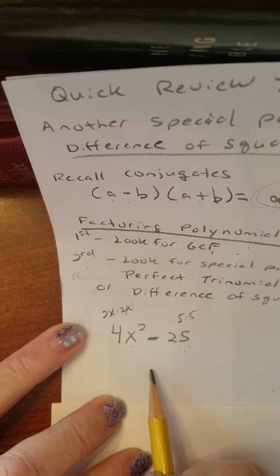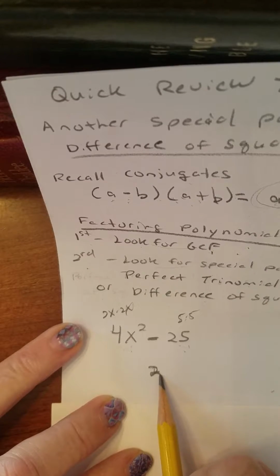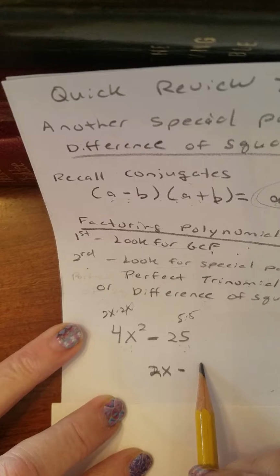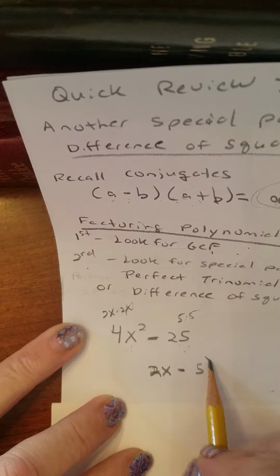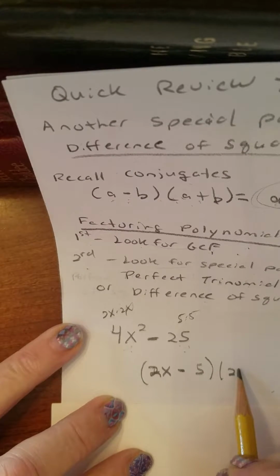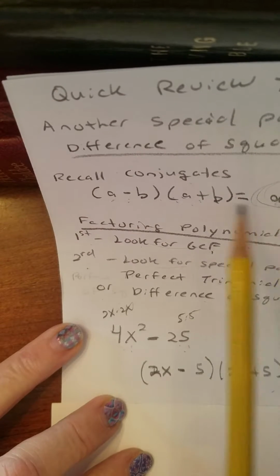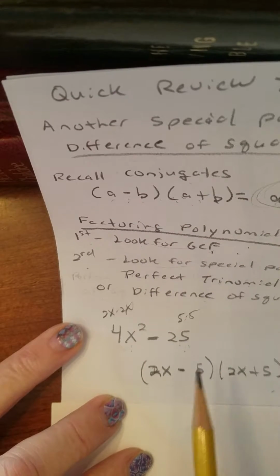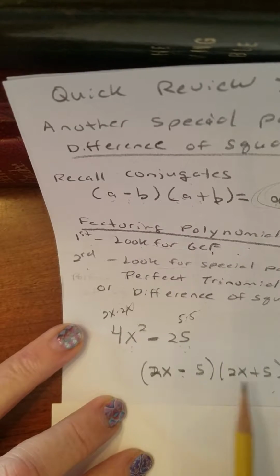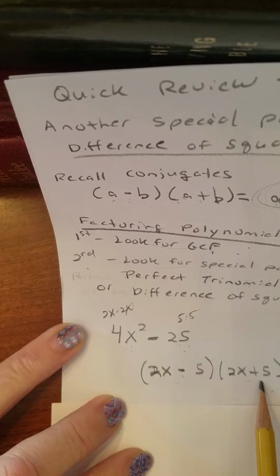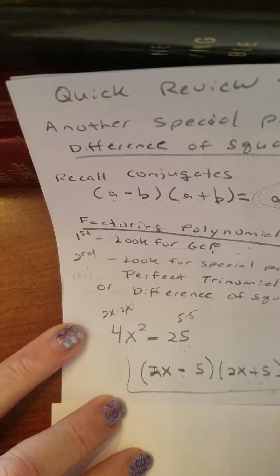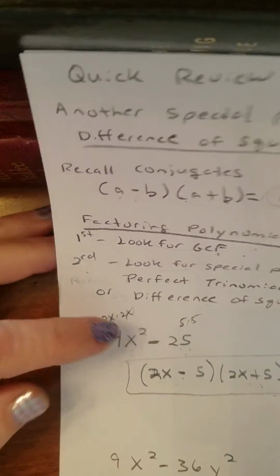So when you factor that, you're going to make that (2x minus 5)(2x plus 5), because remember, this becomes the conjugate of this. You're going to take each one of these and make one negative and one positive. So this is how you would factor a difference of squares. This is your final answer. Let's look at another one.